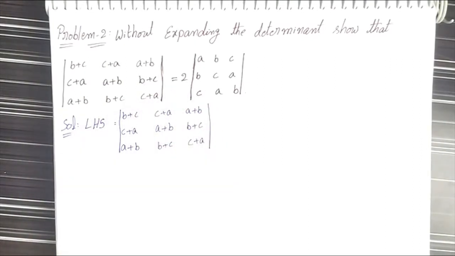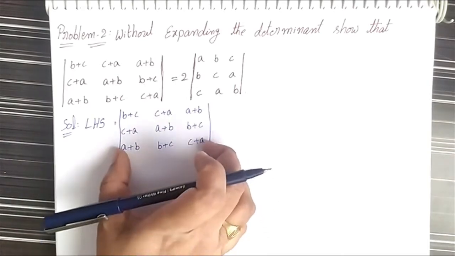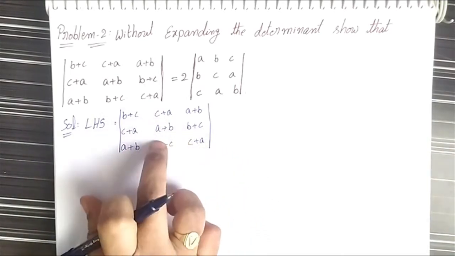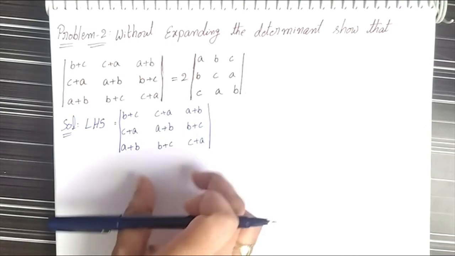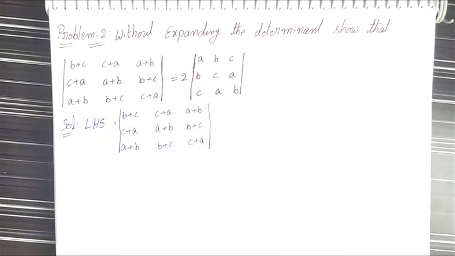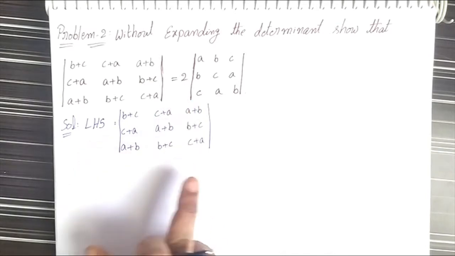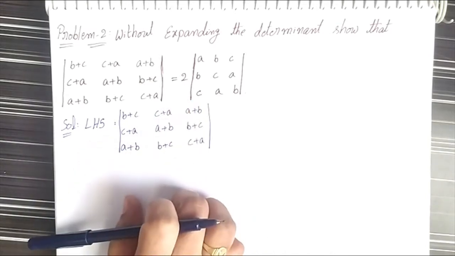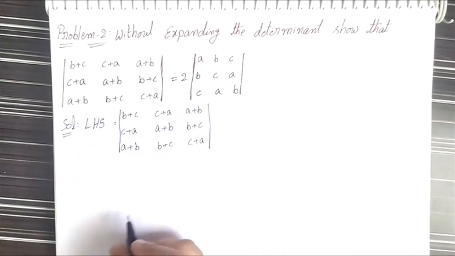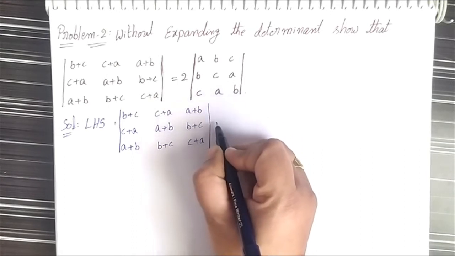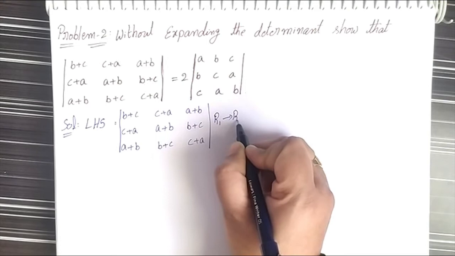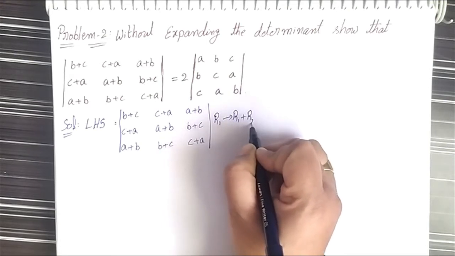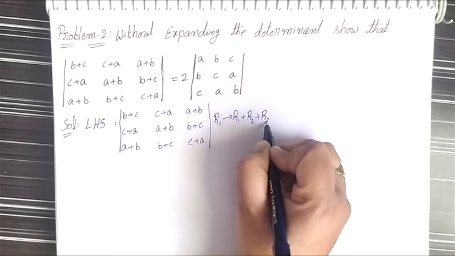For solving the RHS, we are not expanding the determinant value, but we have to determine the RHS value. For that, we have to use some operations. Here the first operation is R1 becomes R1 plus R2 plus R3.